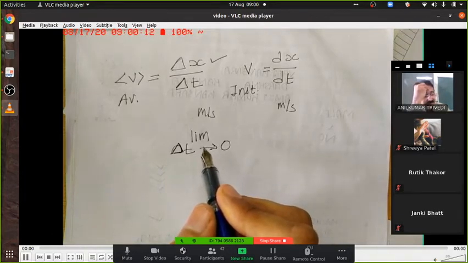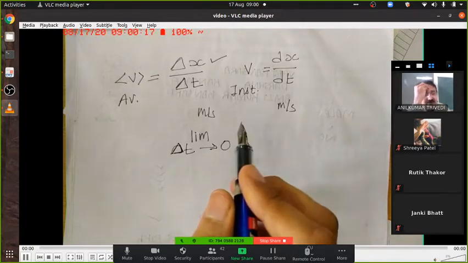We make the time interval smaller, very very smaller, but not exactly zero. Okay.